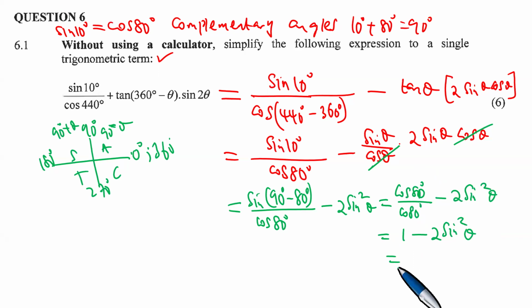it's cos 2 theta. Cosine 2 theta. Well done. This is cosine 2 theta. And this actually is the simplified expression.